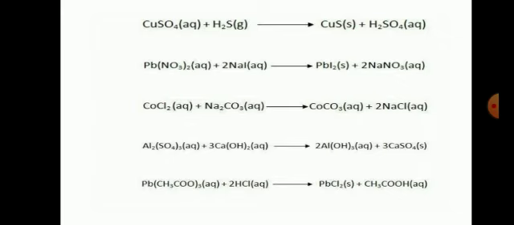CoCl2, which is your aqueous solution, on combining with Na2CO3, which is your aqueous solution, will give you CoCO3, that is your solid, and 2NaCl aqueous solution, that is your sodium chloride. And this is also an example for your double displacement reaction. Now you can just have a look at all these examples for a minute so that you will understand more about this double displacement reaction.